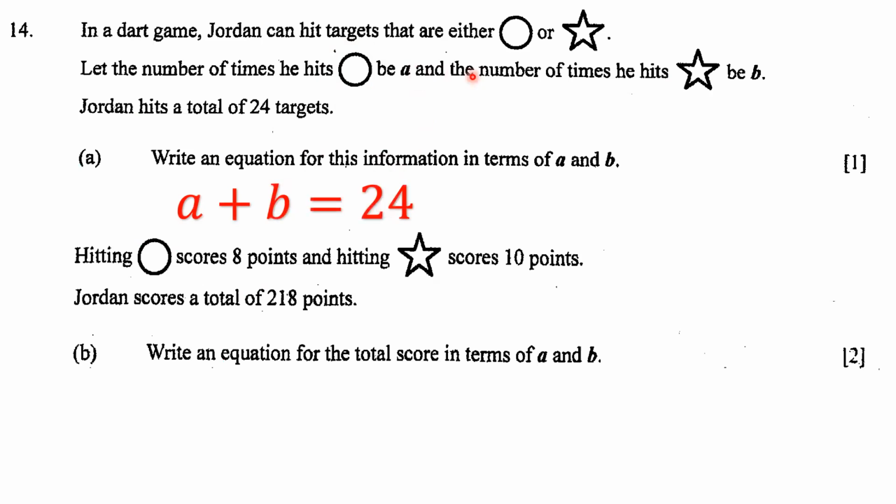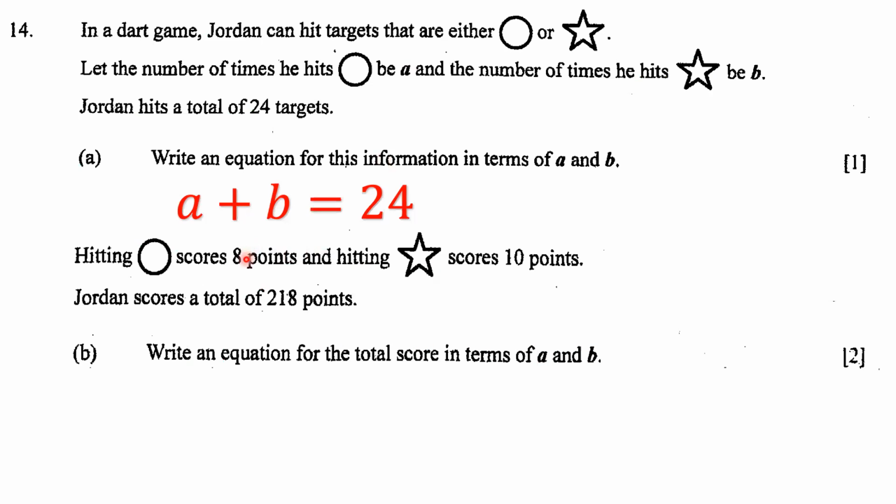So the number of times he hits the circle and the number of times he hits the star is going to be A plus B, which is going to be equal to 24. That is the first equation. Now, hitting a circle scores 8 points and hitting a star scores 10 points. Jordan scores a total of 218 points. Write an equation for the total score of A and B.